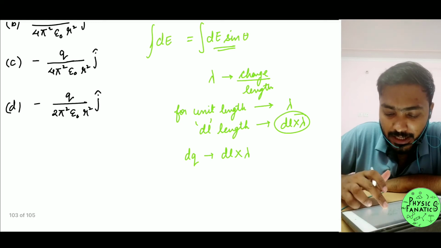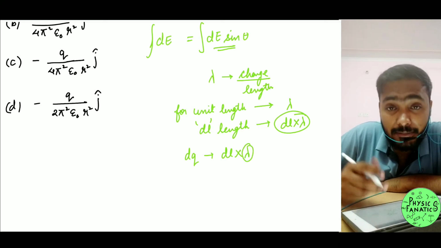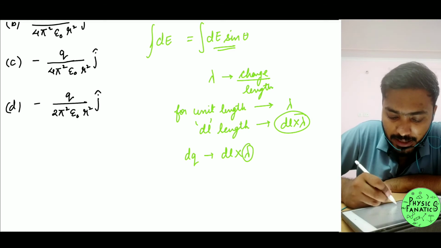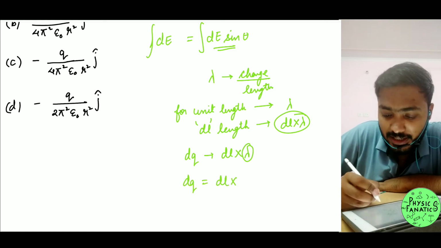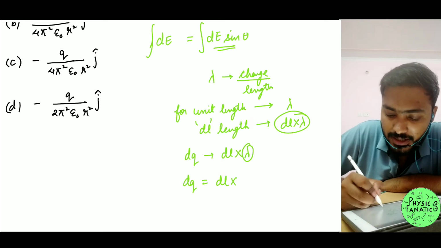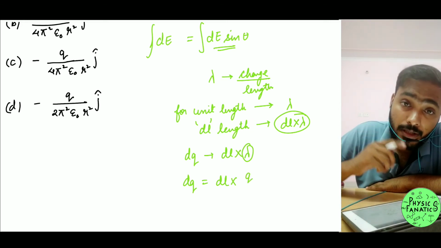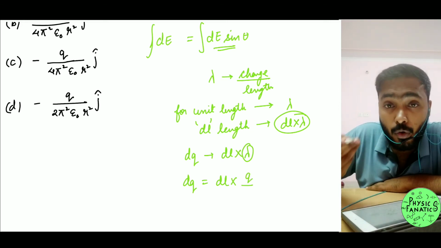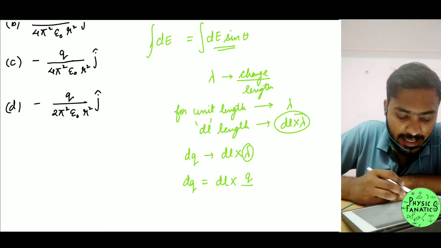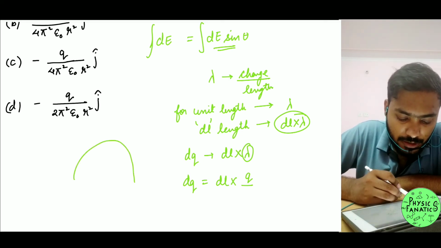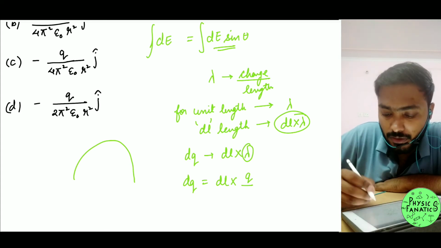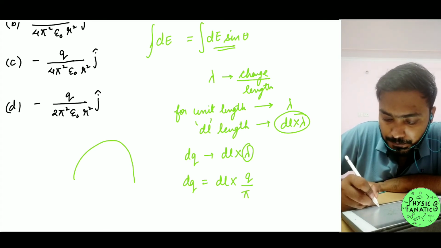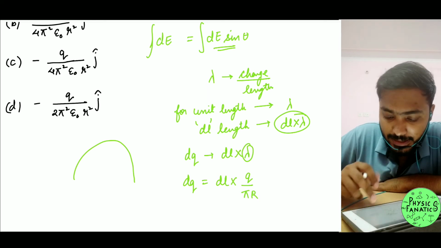Okay, great. So if that is true, now what is your lambda? Lambda is charge per unit length, right? So I can write dq is equal to dl multiplied by the net charge. What is the net charge? The net charge is q, that is given to the semicircle, divided by the whole length. It's a semicircle, right? If it was a circle, it would be 2 pi r. Semicircle means 2 pi r divided by 2, or pi r. I hope you guys can understand.